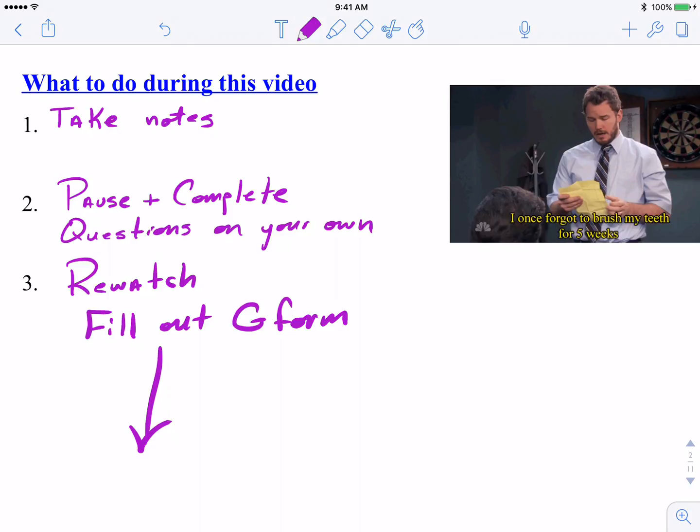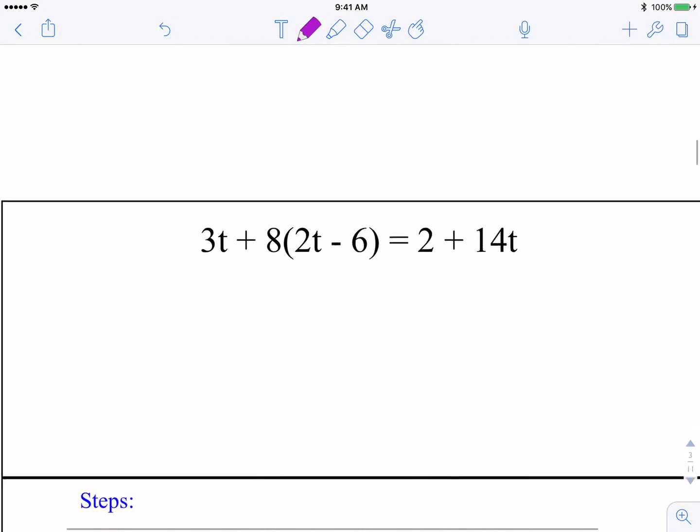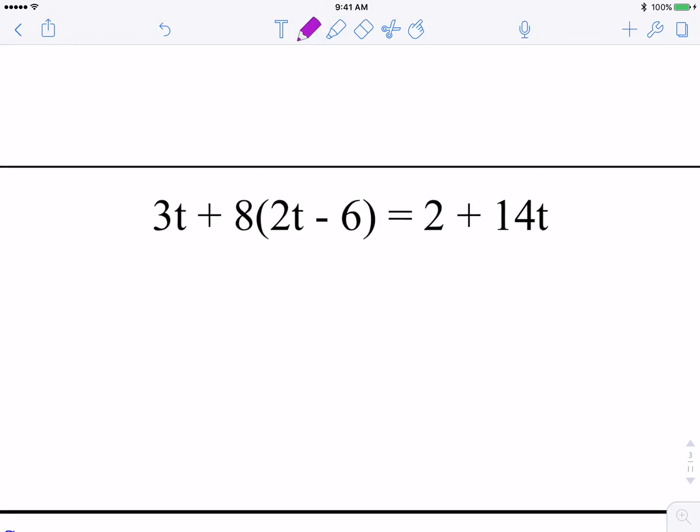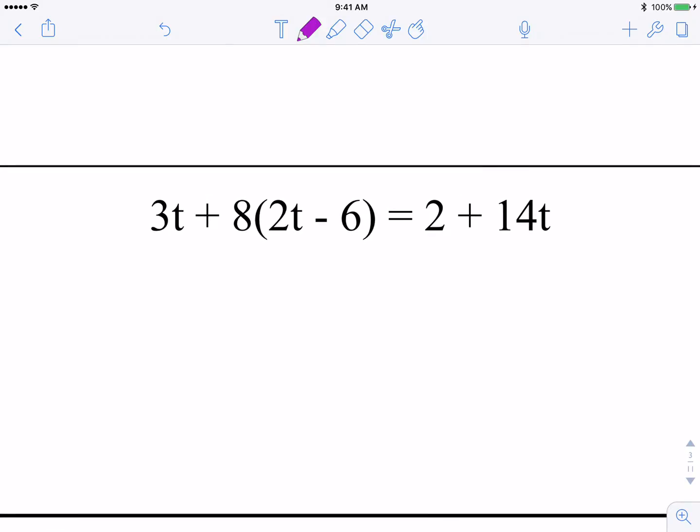Okay, so now that we've gone over what you should be doing during this, let's actually get started. From today's lesson, you can kind of guess what these equations are going to look like. Just like the title of the aim says, these have variables on both sides. When we say both sides, we're referring to the equal sign, the left-hand side and the right-hand side. Notice the variable here is t. We see it on both sides.